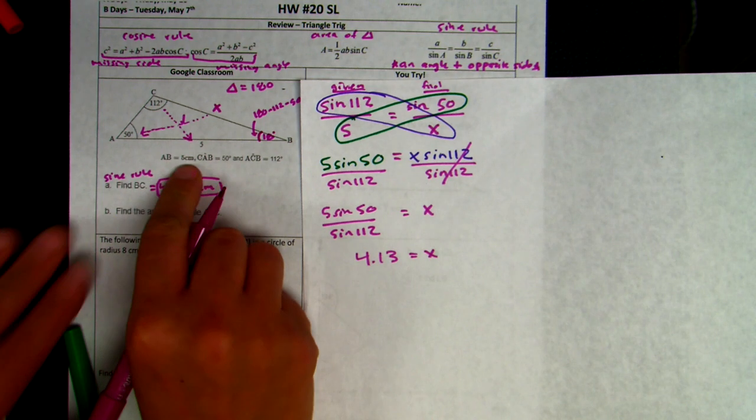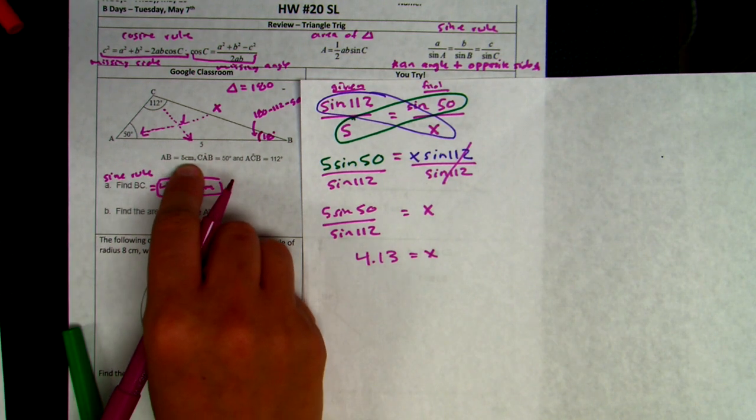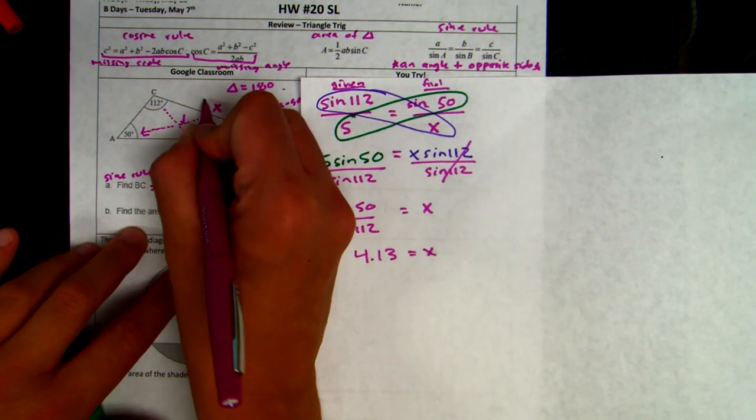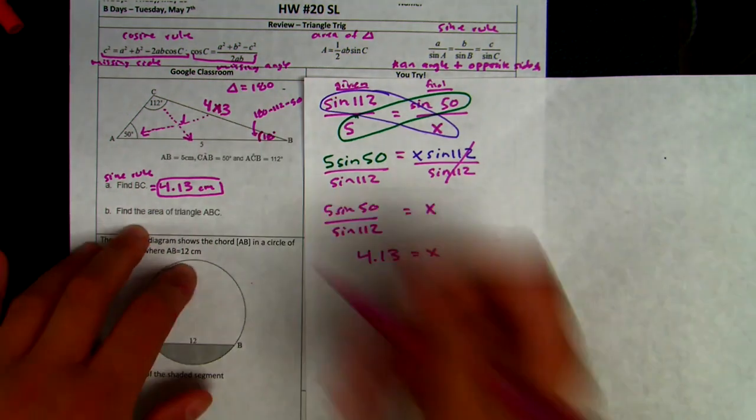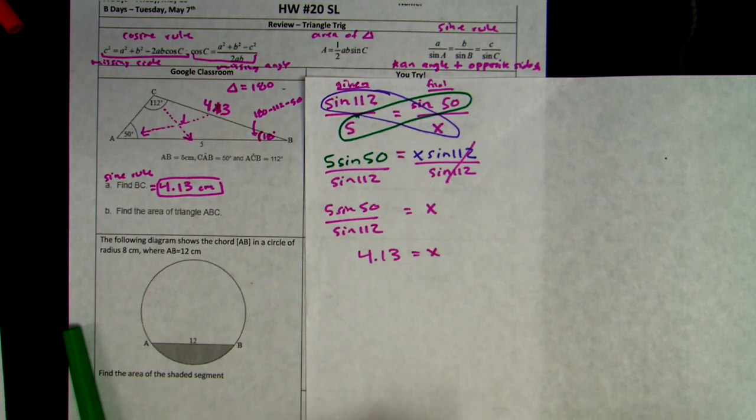I know it's centimeters because that is my unit given here. Okay, I'm going to add that to my diagram as well. I now know that this side is 4.13. We're going to see if that helps me find anything else.